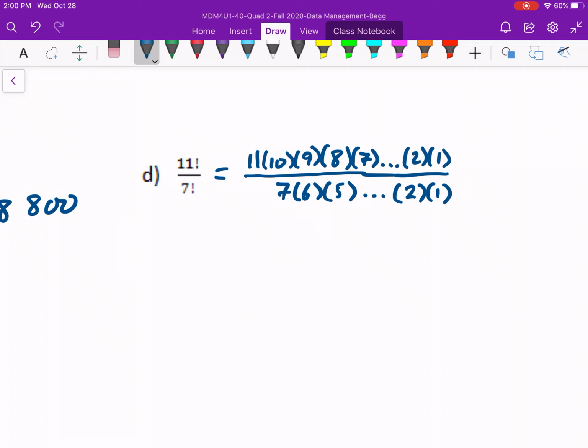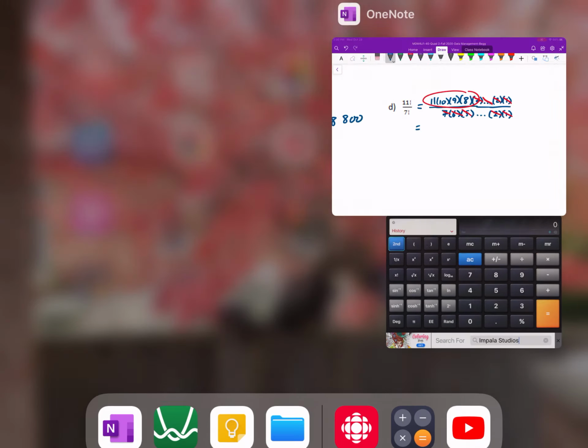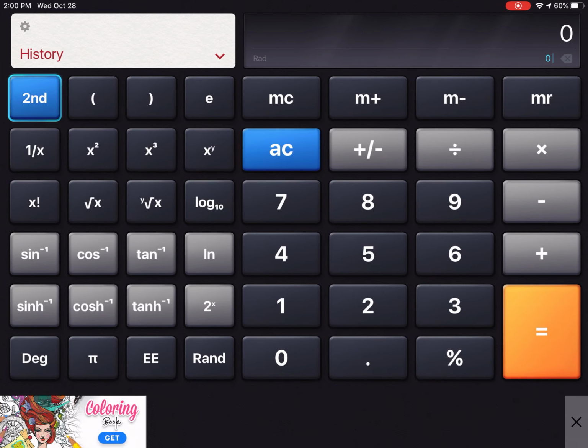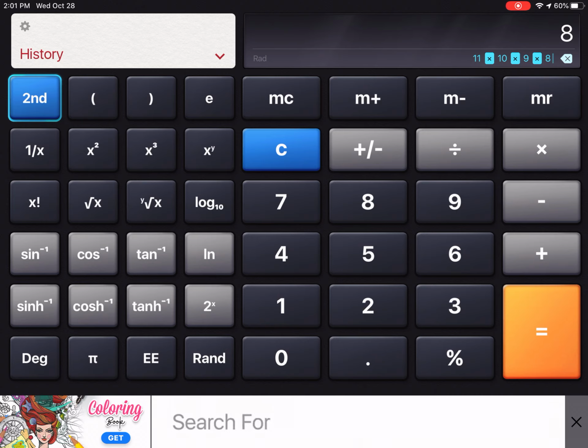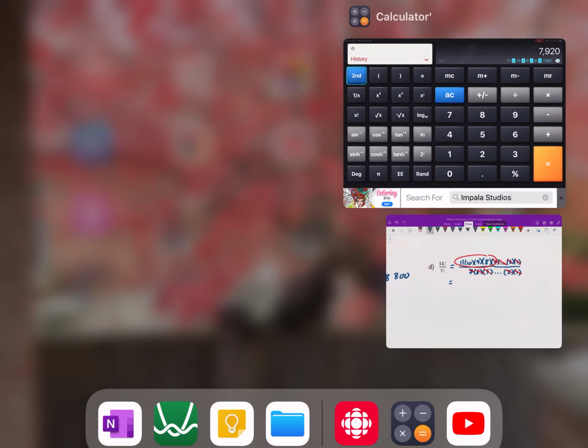Since this is all multiplication, I can cancel things out. Like the 1 cancels the 1, the 2 cancels the 2. You know, the 5 and 6 would cancel with numbers I didn't write, but they were in there. 7 cancels the 7. Really, all we're left with is these 4 numbers that didn't cancel each other out, the 4 biggest numbers in the numerator. So that's 11 times 10 times 9 times 8, which is 7,920.